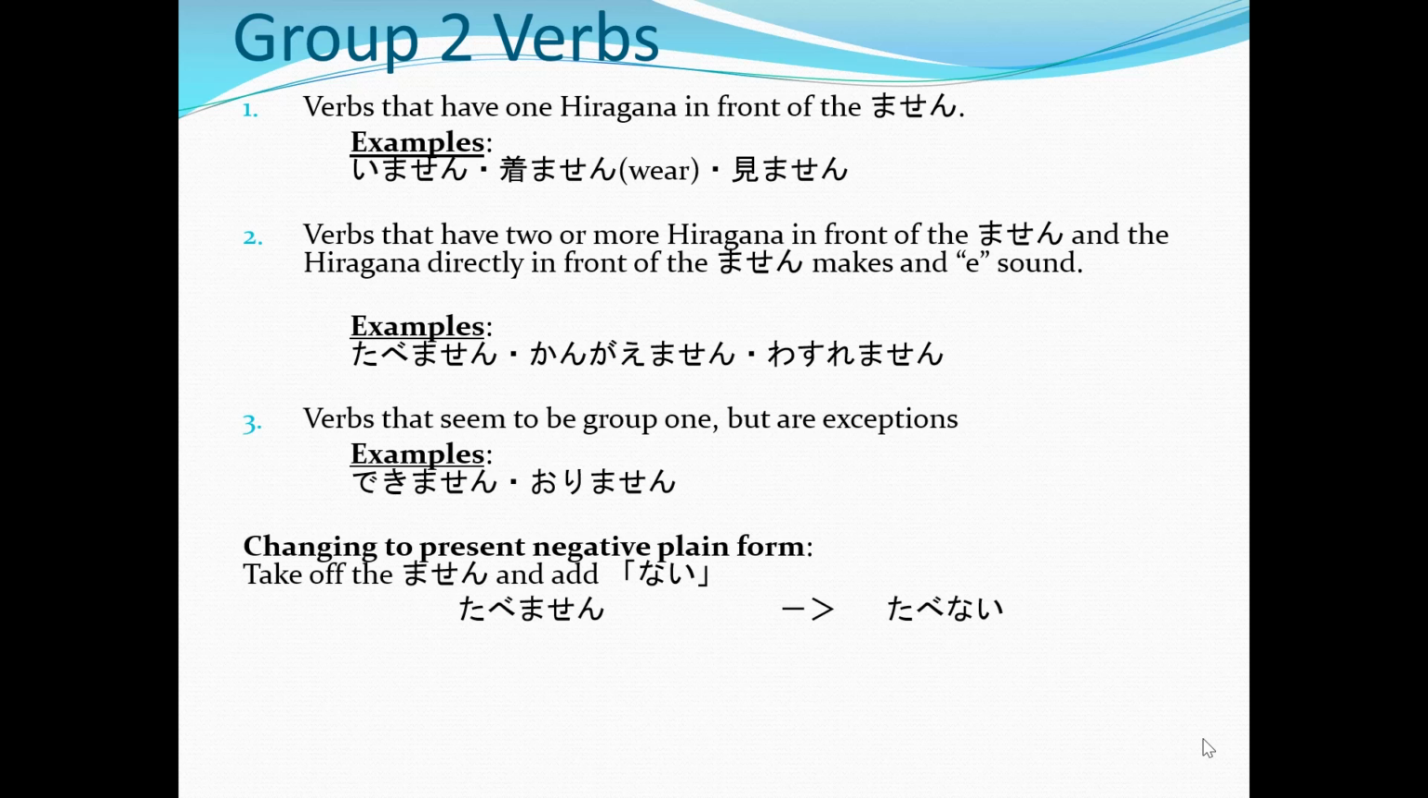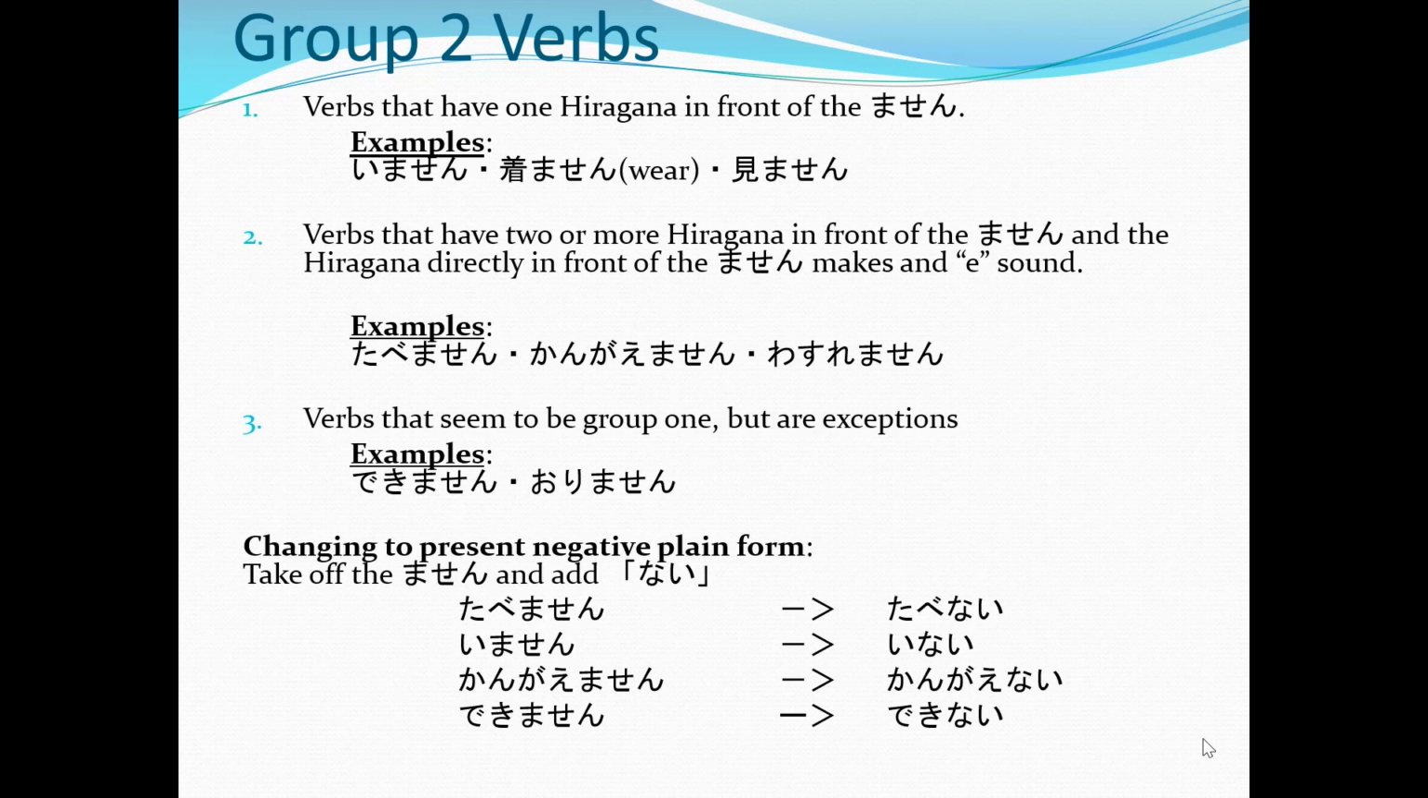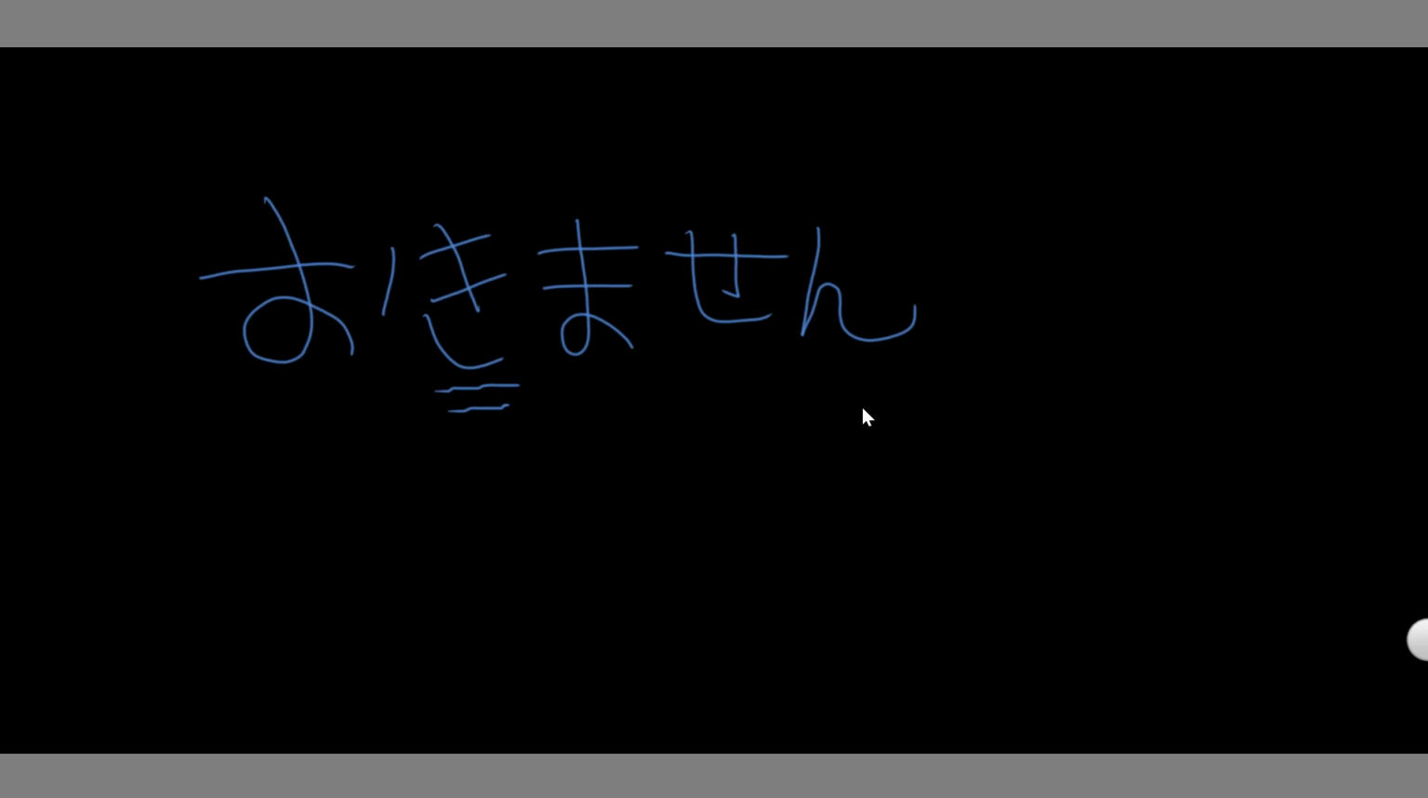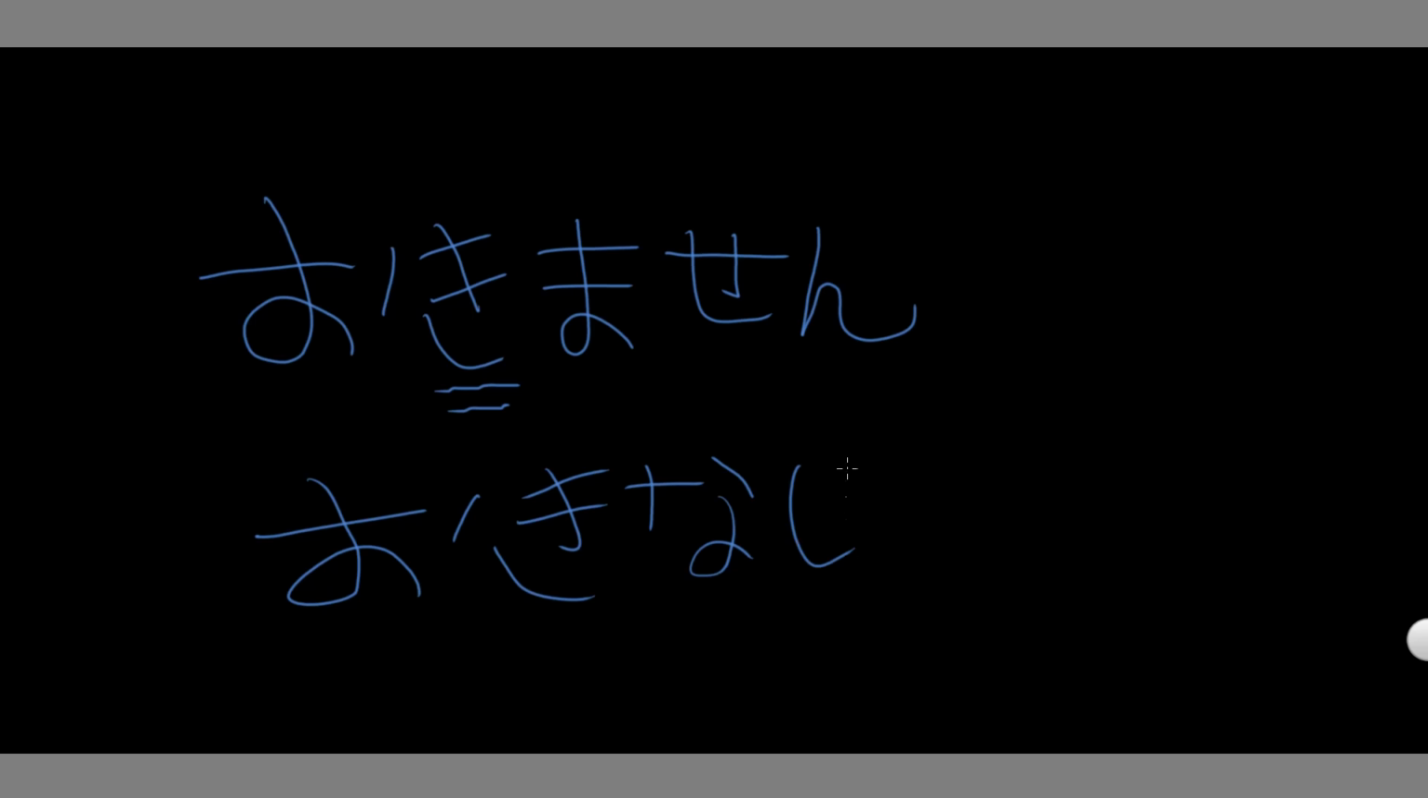So, have a go. Tabemasen becomes tabenai. Imasen becomes inai. Kangaemasen becomes kangaenai. And dekimasen becomes dekinai. So let's look at okimasen, which looks like it could potentially be a group 1, but in fact it's a group 2, and it means not wake up. So how you do this, you don't make it okanai because that becomes a totally different verb. It's okinai. So you keep it oki, take off the masen and add nai. Very straightforward, and I'm sure we all will probably be saying this tomorrow morning.